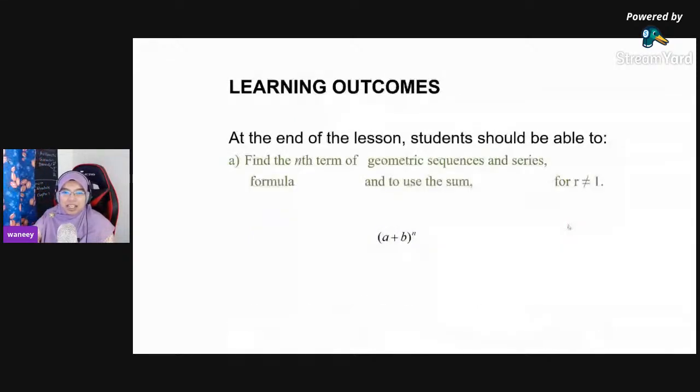Okay, so at the end of the lesson, you should be able to find the nth term of geometric sequence and series. So this is a formula for how to find the term for geometric sequence, and this is the formula to calculate the sum of a geometric sequence. So Tn equal to ar^(n-1), and then Sn is equal to a(1 - r^n) over 1 - r. And our common ratio or r shouldn't be equal to 1. Otherwise, we are dividing by 0 and that will be undefined.